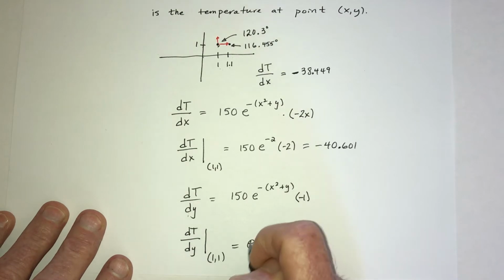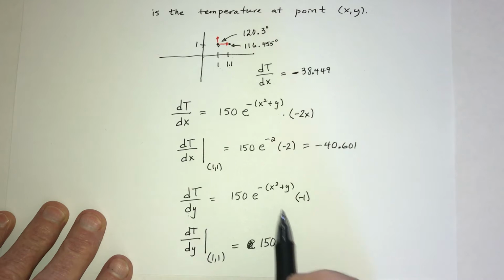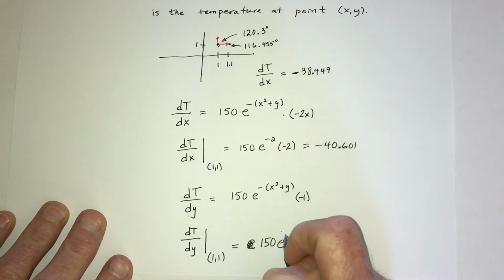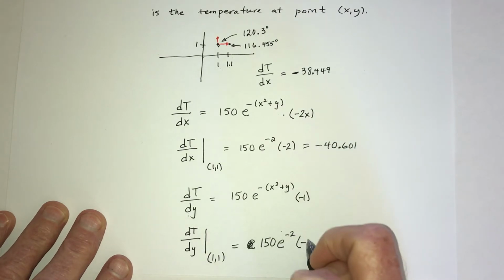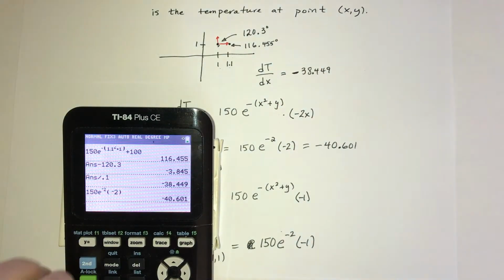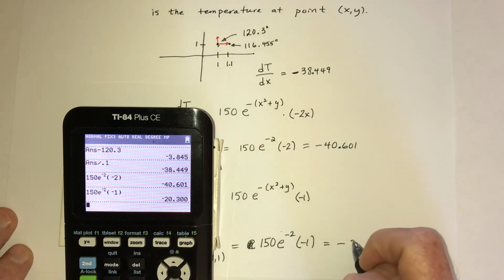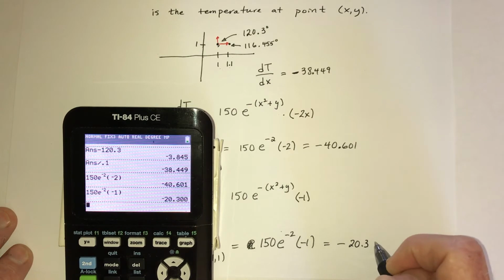So, I forgot to write the 150 first. 150 e, and then if you plug in 1 and 1, that's going to be e to the negative 2, and then times negative 1. So really I just need to change this number, and it would be negative 20.3.